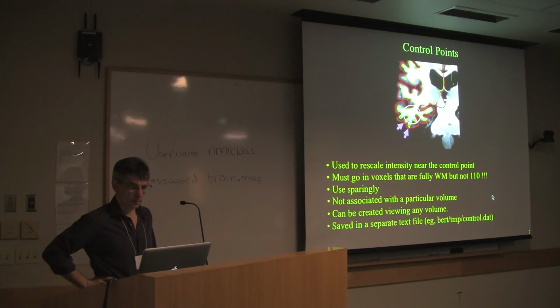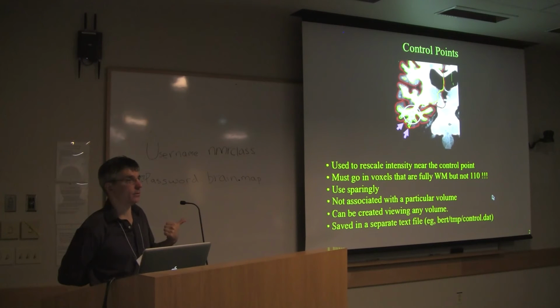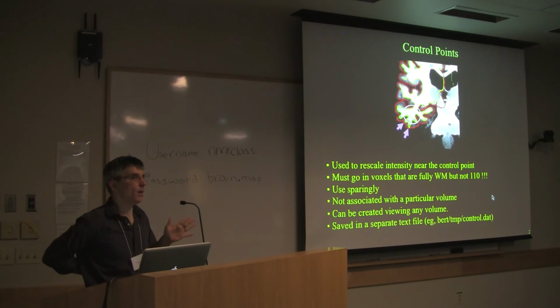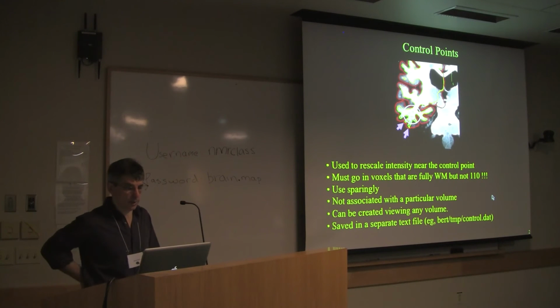I think I said this, use them relatively sparingly. Sometimes we get emails on the FreeSurfer list where somebody put in like 1,000 control points. Usually that means that something went wrong somewhere along the way. They're not necessarily associated with a particular volume. Whereas with skull stripping failures, you would edit the brain mask, and with white matter segmentation errors, you edit the wm.mgz, control points are just points in space. You might apply them while you're looking at the T1, but they're not associated with any particular volume. They're saved as just a separate text file inside of the subject directory.